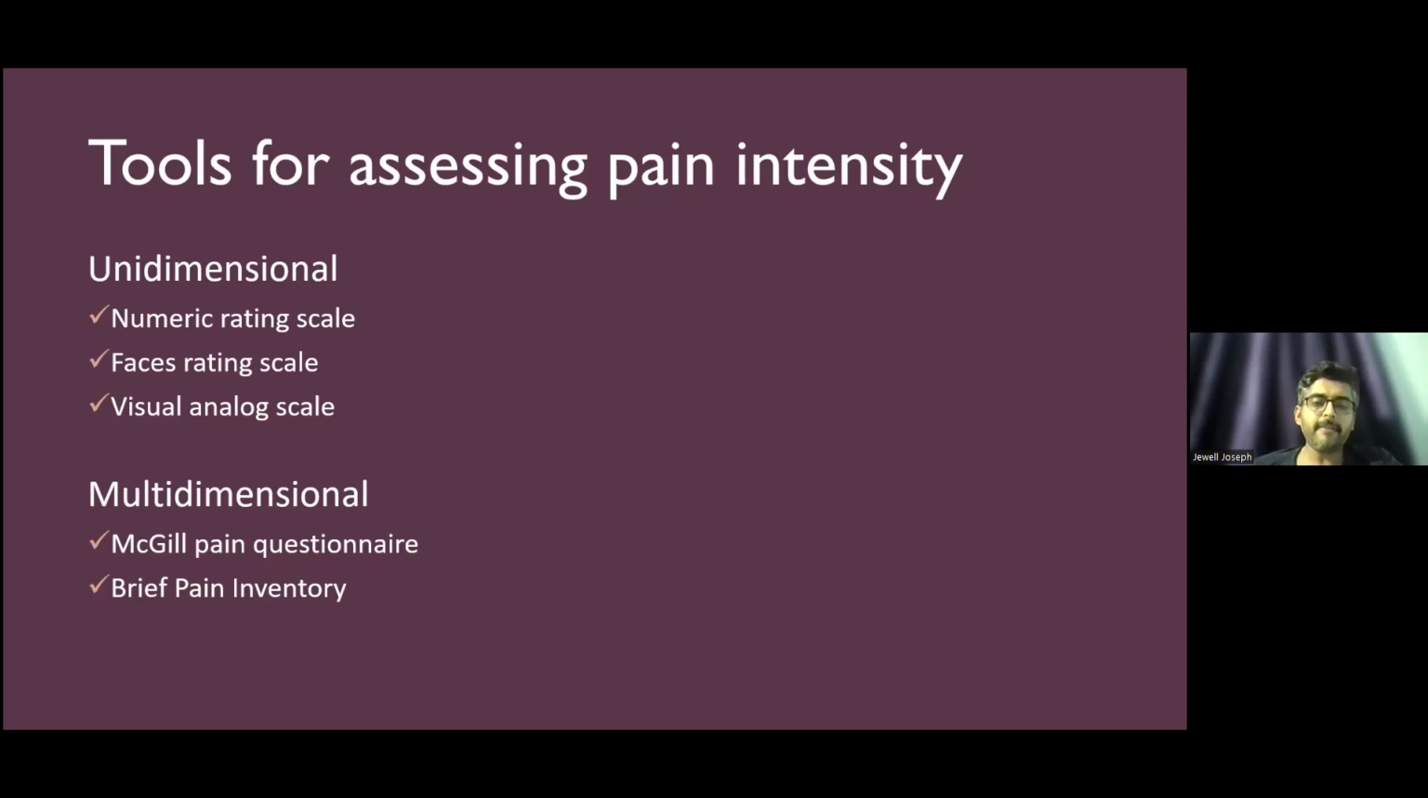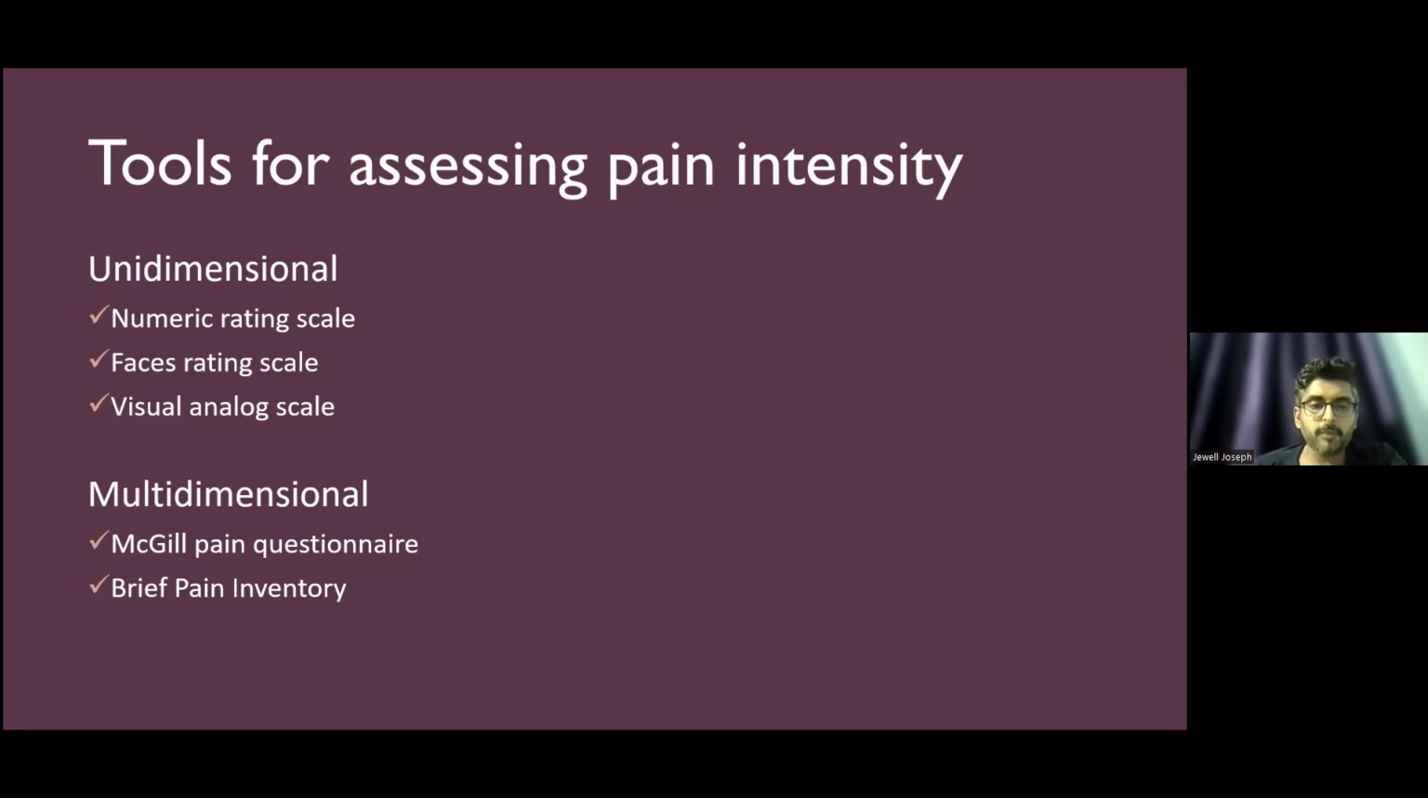So basically what we have here is two sets of pain scales. There are unidimensional tools and multidimensional tools. A unidimensional tool is basically measuring the severity, and the only question we ask is how severe is your pain. So we are not going into the other characteristics of the pain. We are not going into how the pain is affecting the patient's various activities. We are not going into the type of pain. The only thing we are assessing in a unidimensional scale is the severity of pain.